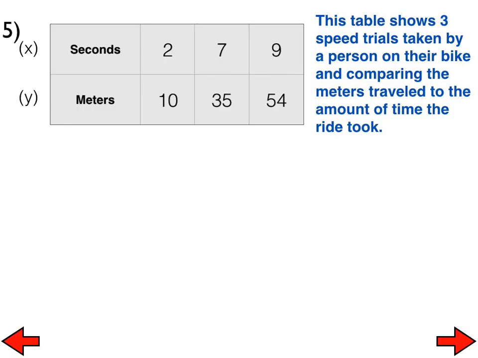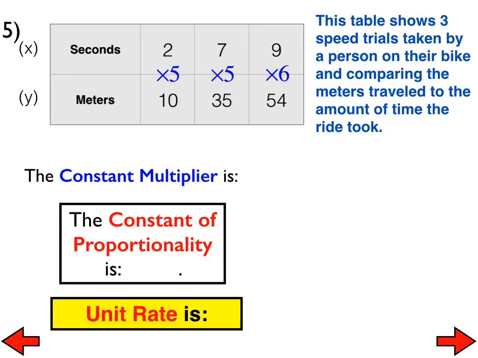This is how far a person is going in how many seconds on a bicycle. 2 times 5 is 10. 7 times what is 35? 5. And then 9 times what is 54? 6. Are they the same thing? No. So do we have a constant of proportionality? No. How come? Because the multipliers are different, so it's not a proportional relationship. And since it's not a proportional relationship, there's no constant of proportionality.